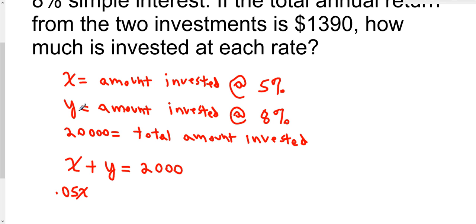So that's going to be plus 0.08Y, and this is equal to, well, the total amount that I want for interest is $1,390. So that has to come from the interest from the 5% account, which is this amount, plus the interest from the 8% account, which is this much, added together. So that's going to be $1,390 in total interest. So I have X plus Y gives me the total amount invested, and 0.05X plus 0.08Y equals the total amount of simple interest that I earn after 1 year.